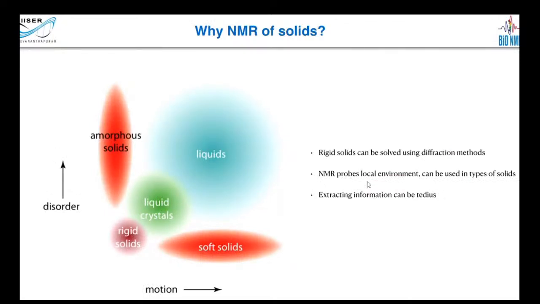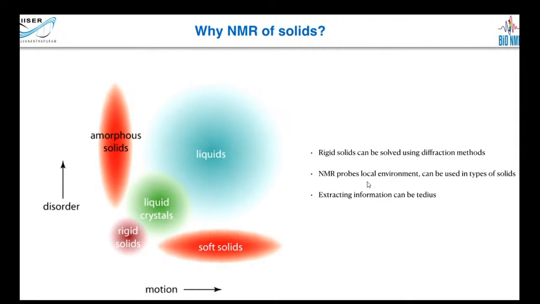Now, why do we actually bother to study solid state NMR? There are, of course, other techniques that are much easier to do. That is crystallography. You can use diffraction methods and study structures. That will give you rigid solids, very ordered structures. If you have very ordered structures, don't do solid state NMR. It is actually pretty easy to do X-ray crystallography and get structures out of it.